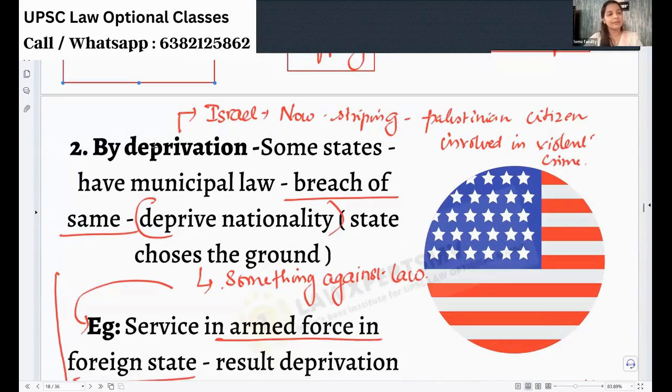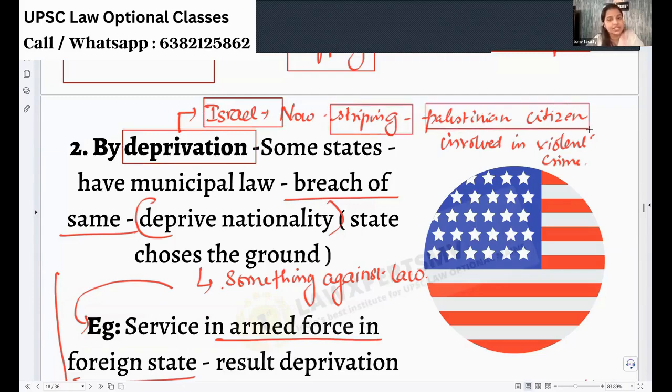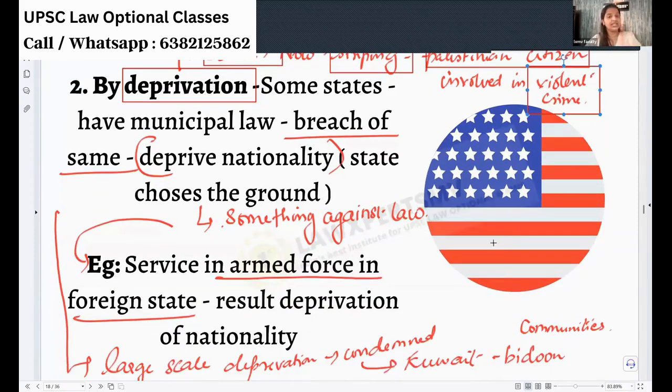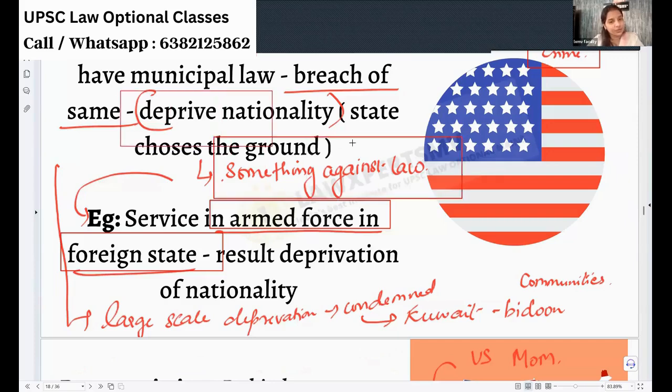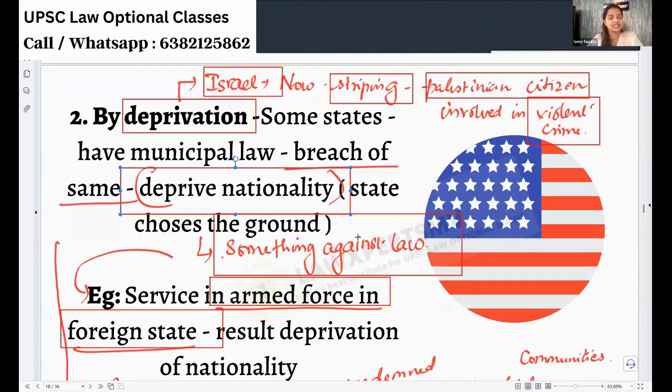Okay. Next, we have deprivation. What is deprivation? The state will strip you of the citizenship. It will remove you of the citizenship. And this is happening right now in Israel. Israel is stripping the Palestinian people's citizenship who are involved in violent crime. You are from Palestine, you get the Israeli citizenship, but unfortunately you are involved in any violent crime, they will remove you from the citizenship. So stripping away the citizenship is called deprivation. Even India has that rule. In case you join some of the armed forces of a foreign state, then, the US also has this rule, you are no more a citizen of that particular country. Okay. So if you do something against the law, the nation can deprive you of the nationality, which is called loss of nationality by deprivation.